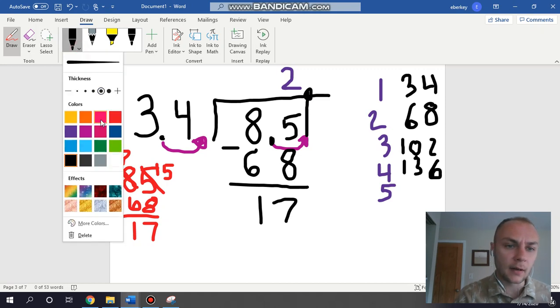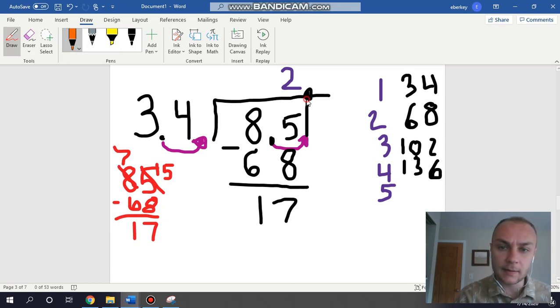I'm going to do this in a different color as well, just so that you can see. The decimal point then comes up here and goes here because we have to bring a 0 down. When our 0 needs to come down, our decimal point goes up. When our 0 comes down, our decimal point goes up.